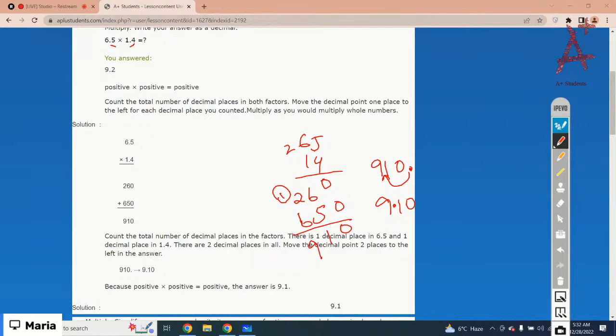Got it, everyone? You have to count the decimal places in both the numbers. Both the numbers have one decimal place, so together they have two decimal places. So when you multiply the numbers, keep them away from the decimal point.